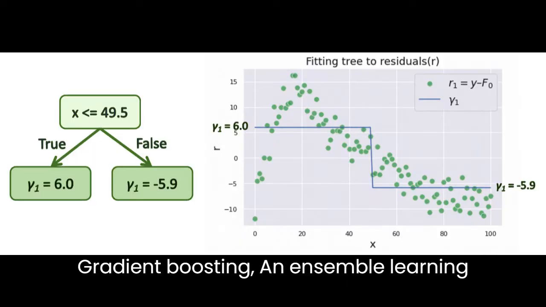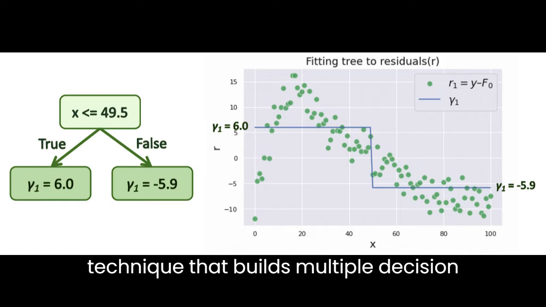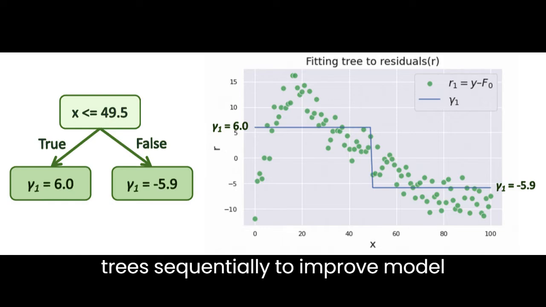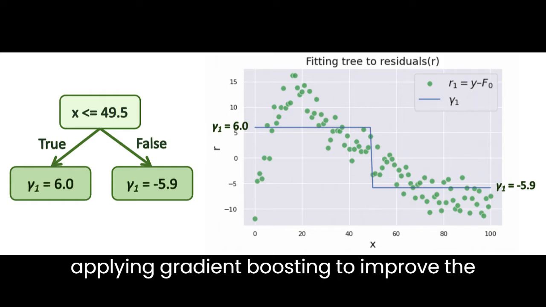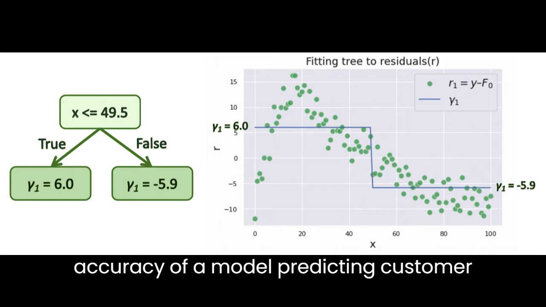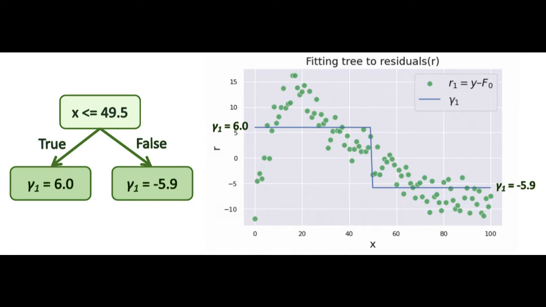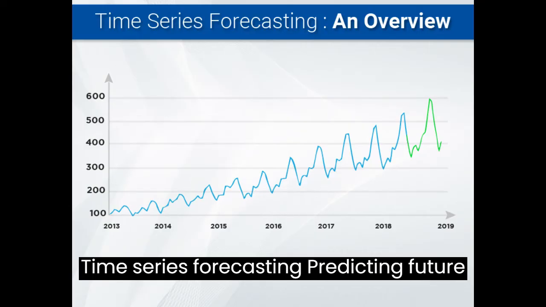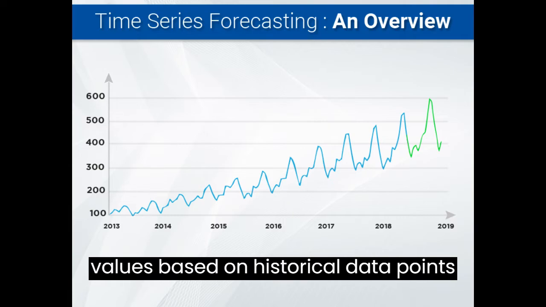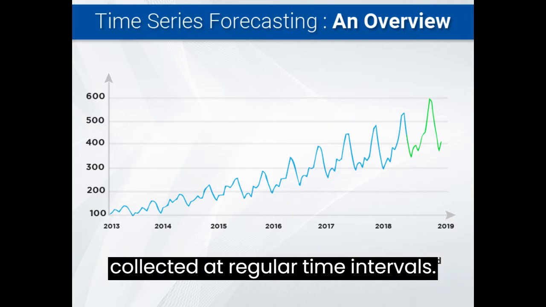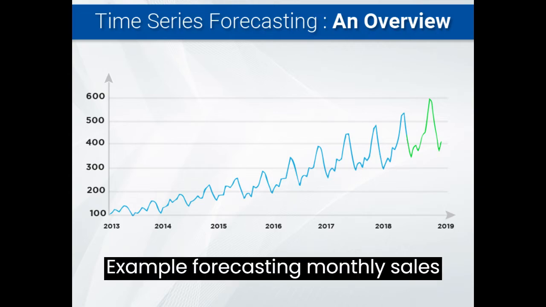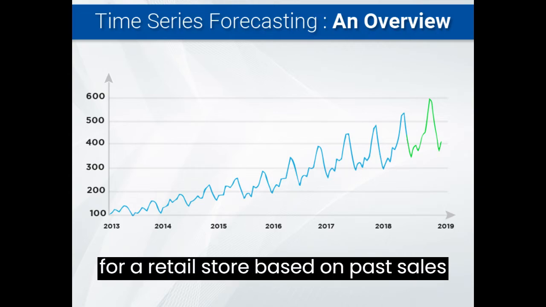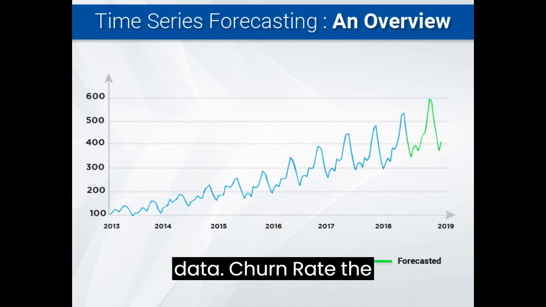Gradient boosting, an ensemble learning technique that builds multiple decision trees sequentially to improve model performance. Example: applying gradient boosting to improve the accuracy of a model predicting customer churn for a telecom company. Time series forecasting, predicting future values based on historical data points collected at regular time intervals. Example: forecasting monthly sales for a retail store based on past sales data.